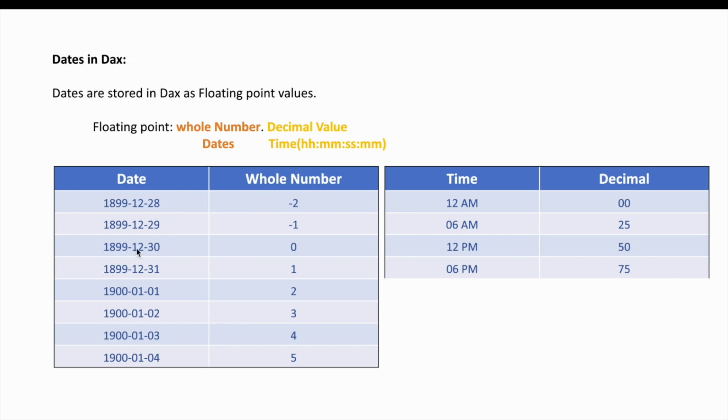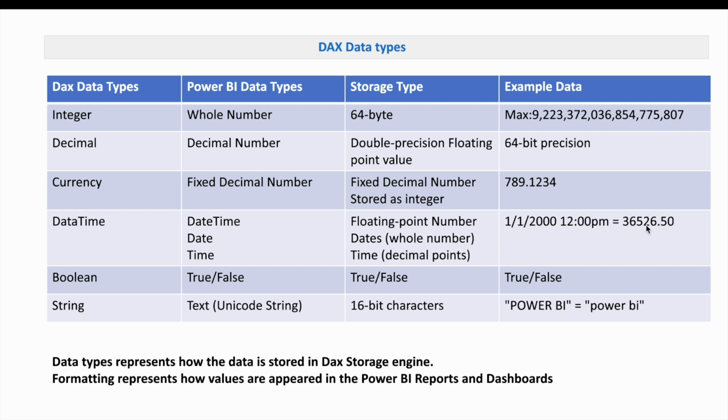By default, DAX will start from this particular date, 1899 December 30th, which will start from 0. December 31st, it will increment by 1 and the value will be 1. So 1900 Jan 1st, the value is 2. So on, it will go till whatever the value that we have. And for the dates before December 30th, if we go in reverse, the values will be -1, -2. So December 27th will be -3. That is how it will store the values internally. So that is how we arrive at this 36,526.